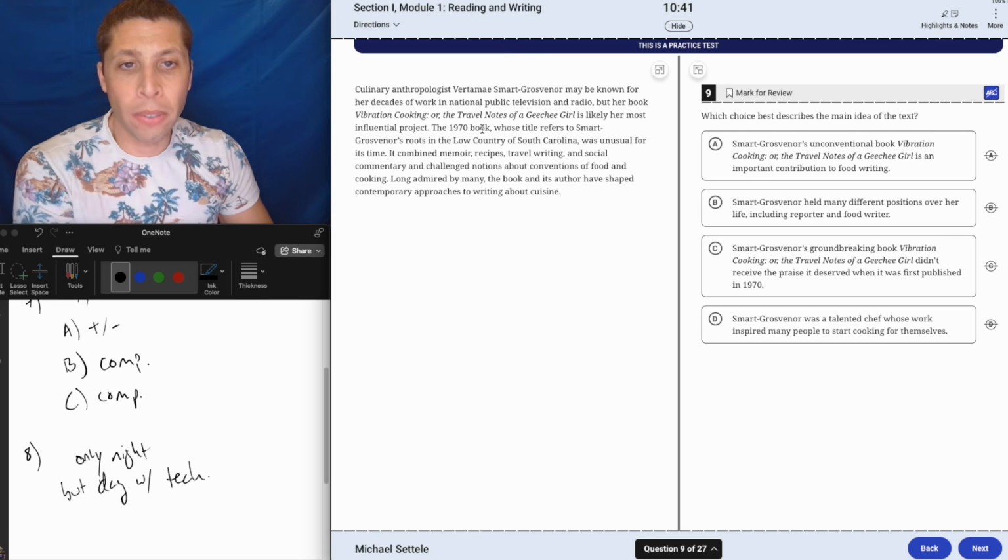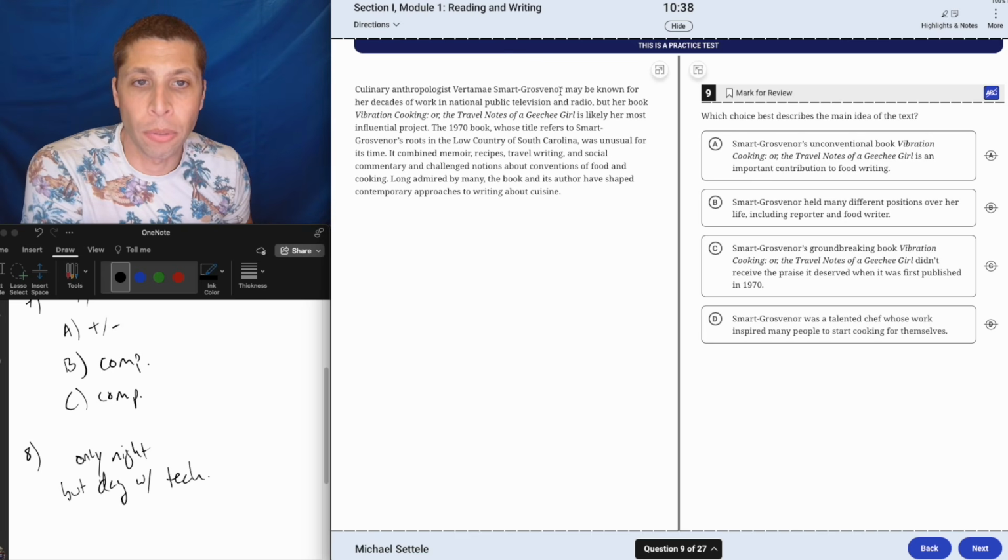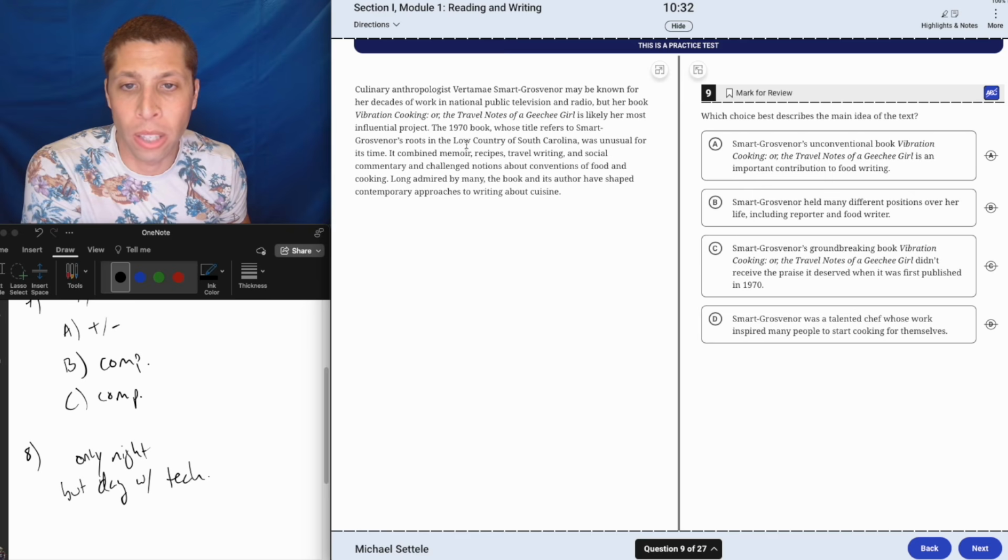Culinary anthropologist may be known for her decades of work in national public television and radio, but her book is likely her most influential project. The 1970 book, whose title refers to her roots in the low country of South Carolina, was unusual for its time. It combined memoir, recipes, and travel, and challenged conventions of food and cooking. Long admired by many, the book and its author have shaped contemporary approaches to writing about cuisine. So it's unusual and it challenged things. The unconventional book is an important contribution to food writing.